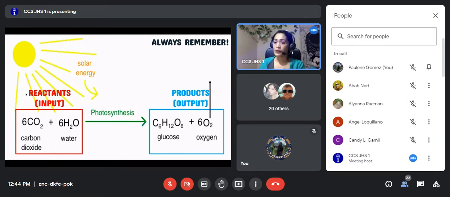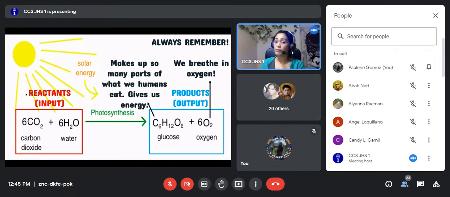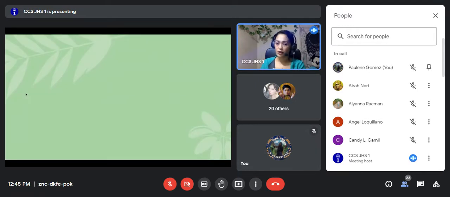So please take note that oxygen is considered as the gas that is exhaled by the plant but inhaled by other living organisms such as animals and humans. And then, of course, glucose is the main product, the form of energy that is consumed by humans and animals alike so that it will provide them the necessary energy. Okay, so please take note of this chemical reaction.